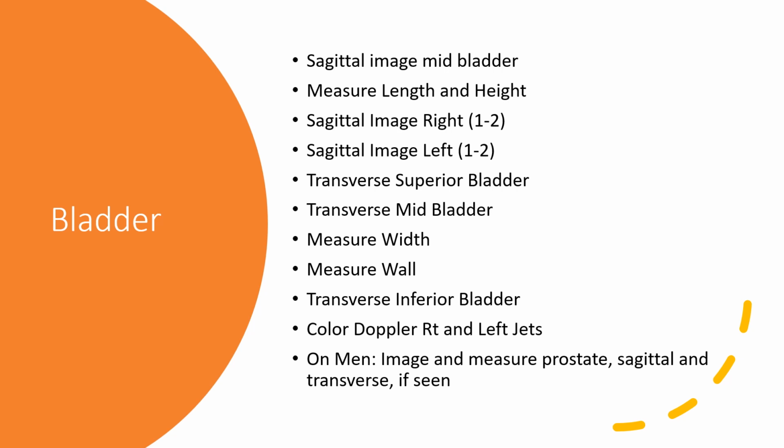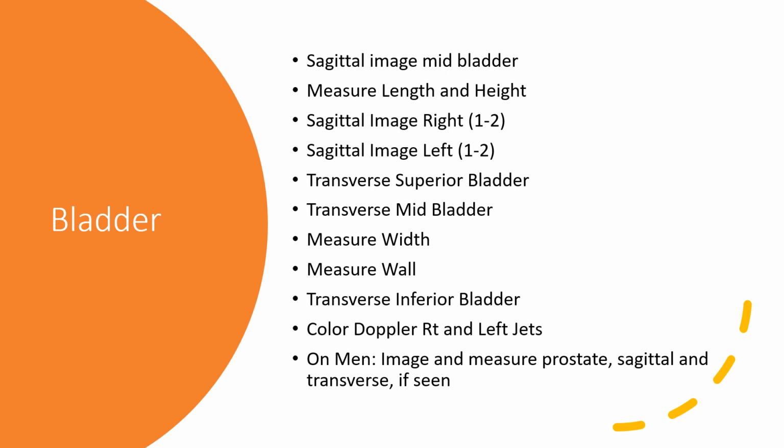You want to then turn transverse. You want a superior bladder, a mid-bladder. At the mid-bladder, you're going to go ahead and measure the width of the bladder, and you're also going to measure the wall at the anterior part of the wall. And you want that sound beam perpendicular to the part that you're measuring, just like you would on the gallbladder. Then you're going to get an inferior bladder.